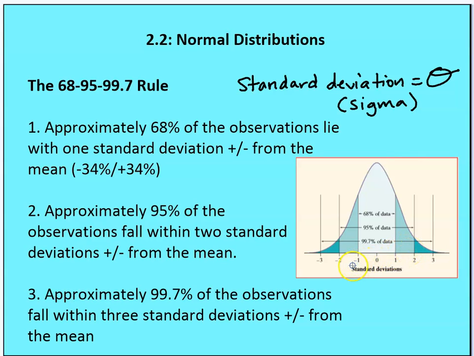And then finally, 3 standard deviations takes up almost the entire area of the curve. So 99.7% of the area under the curve is represented within ±3 standard deviations from the mean. All right, so that's the 68, 95, 99.7 rule. And I've given you the Greek letter sigma for standard deviation, which you'll see in your textbook.